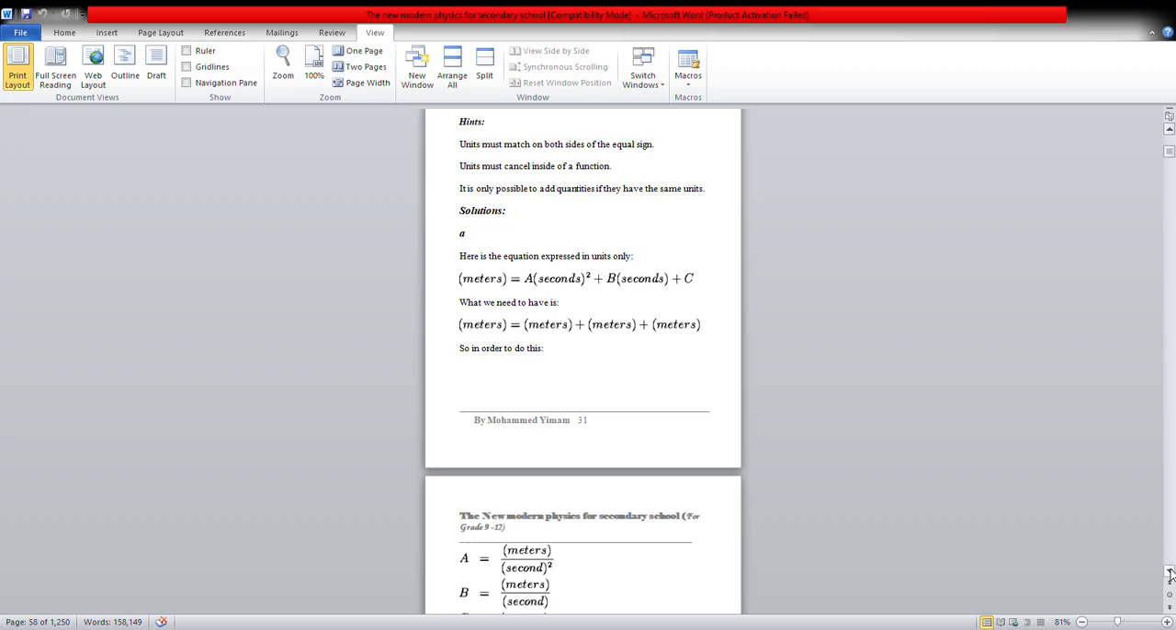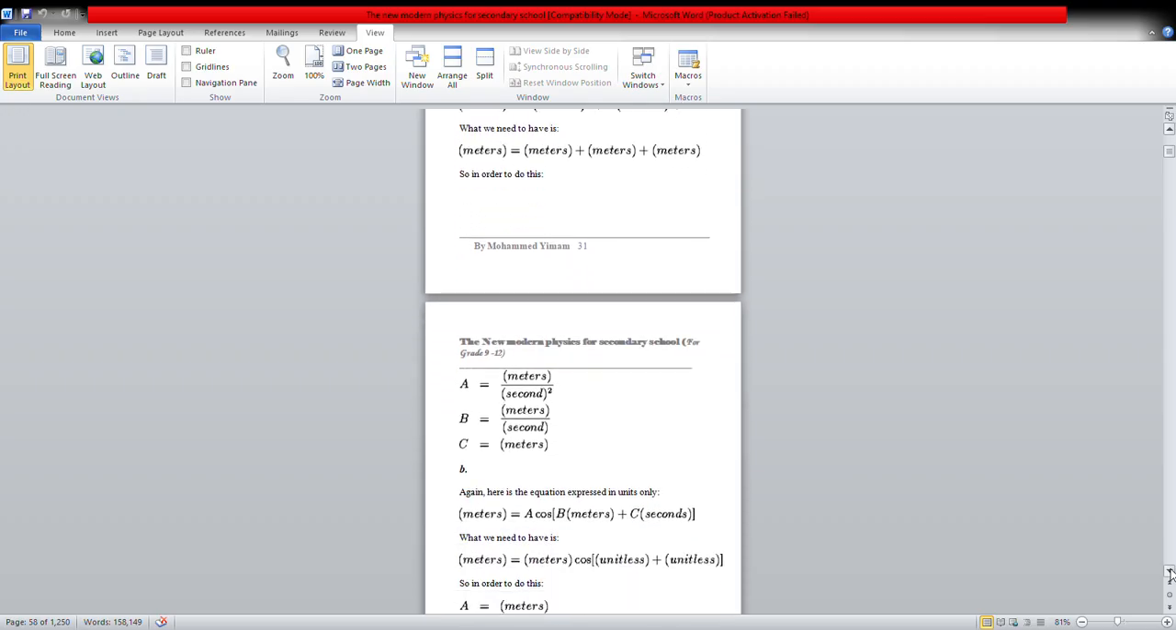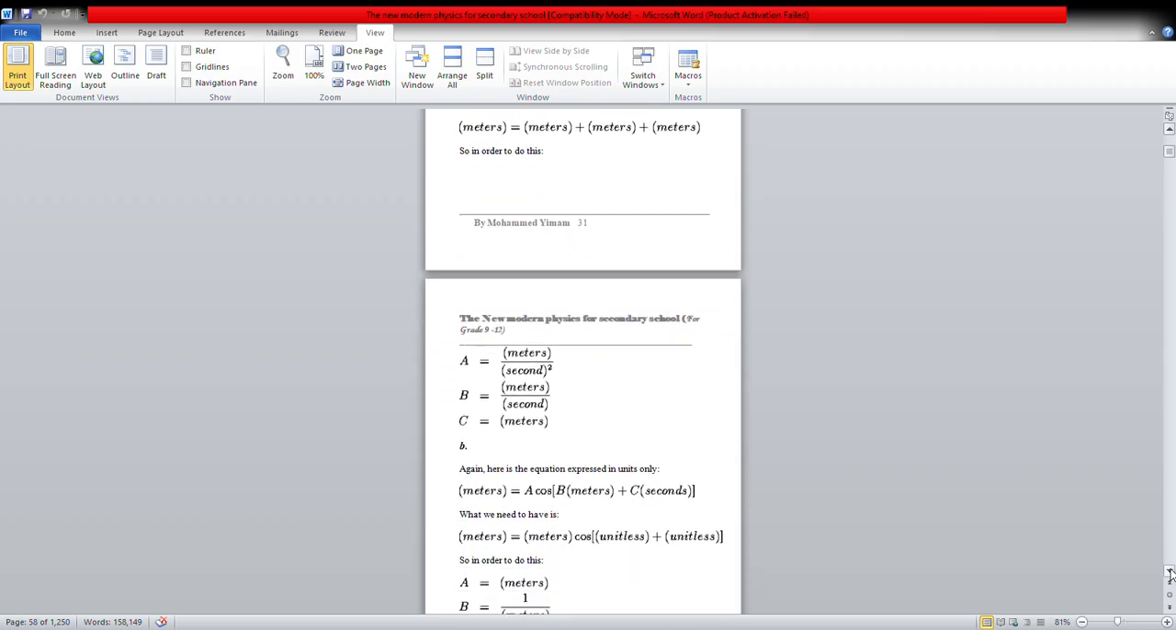So in order to do this, A is equal to meters over second squared, B is equal to meters over second, C is equal to meters.